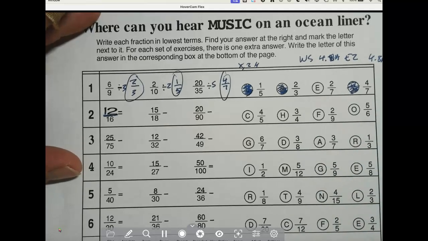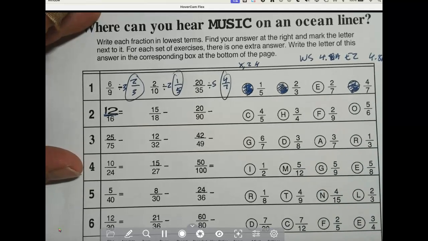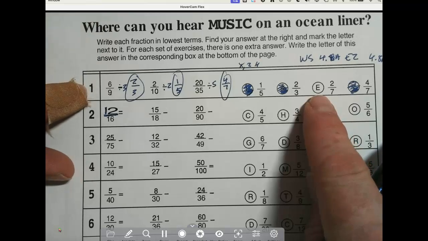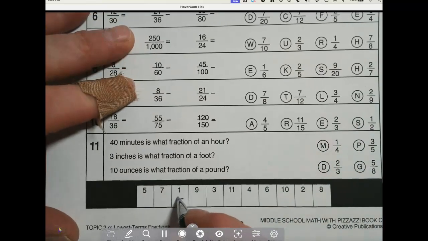All right, you've got one answer left. It's 2/7. What you do for number 1, you go back down, and you're going to put the letter E where there's a number 1. So down here at the bottom, here's a 1, and we'll put E.